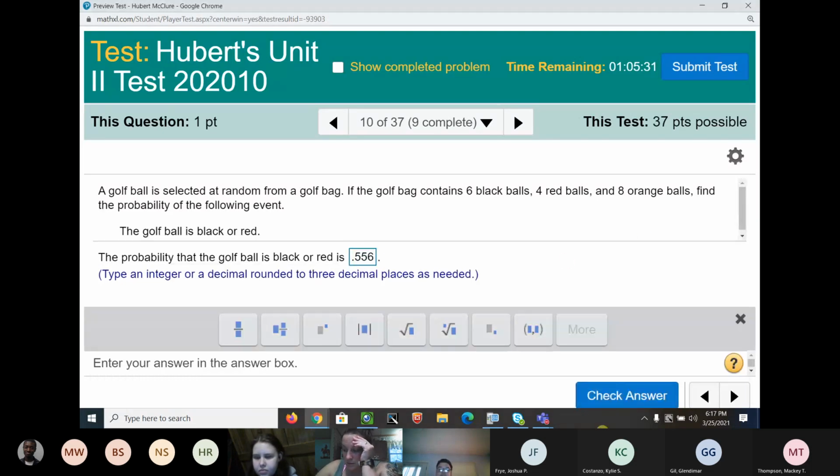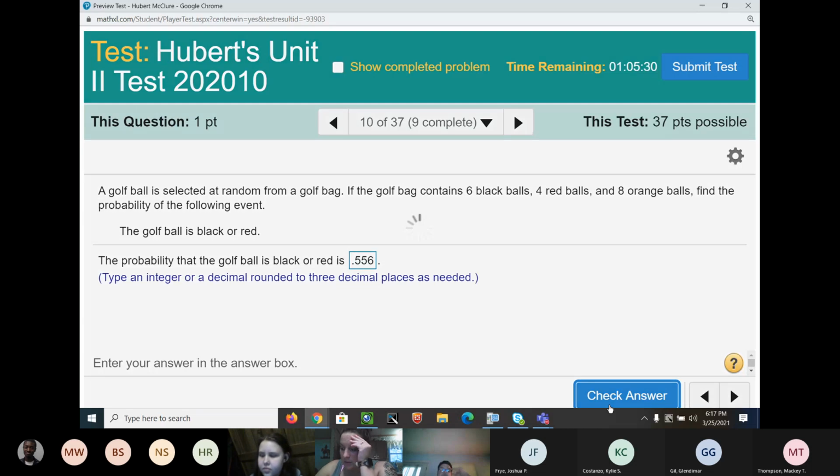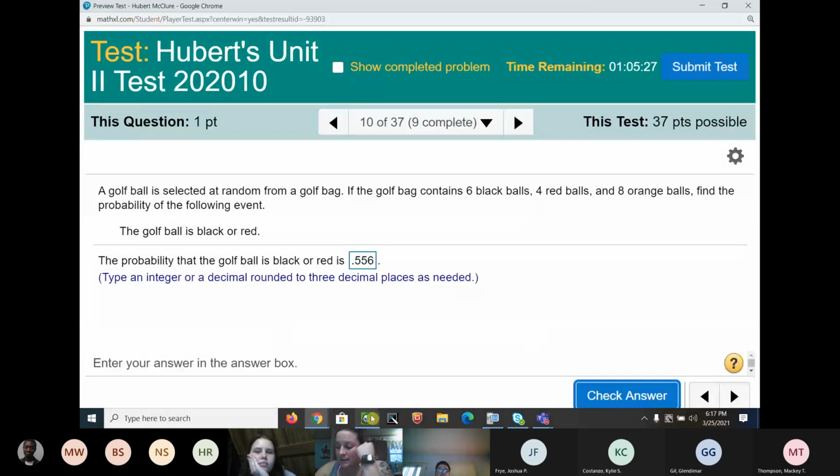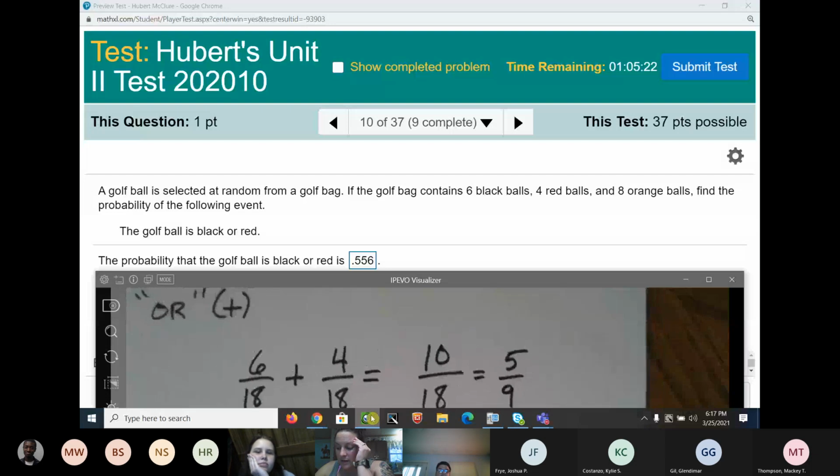0.556, and we feel good about ourselves. Okay, hang on. So you took 6 over 18 and you added 4 over 18, which ends up being 10 over 18, correct? Yep. Okay, and then you just reduce it to 5 over 9 and then put it in a calculator because it says it wants a decimal.